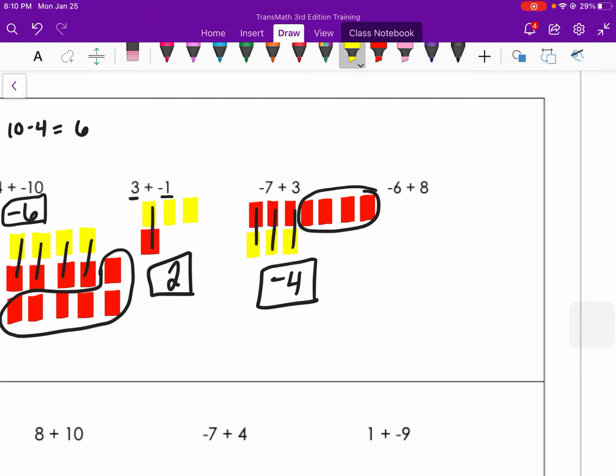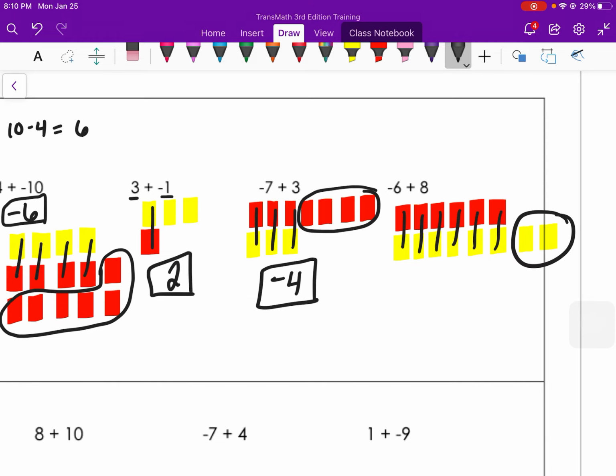And one more. Negative 6 and then positive 8. So you would take 8 minus 6. So take the 8, take away 6, you have 2 left, and they're positive since 8 is positive.